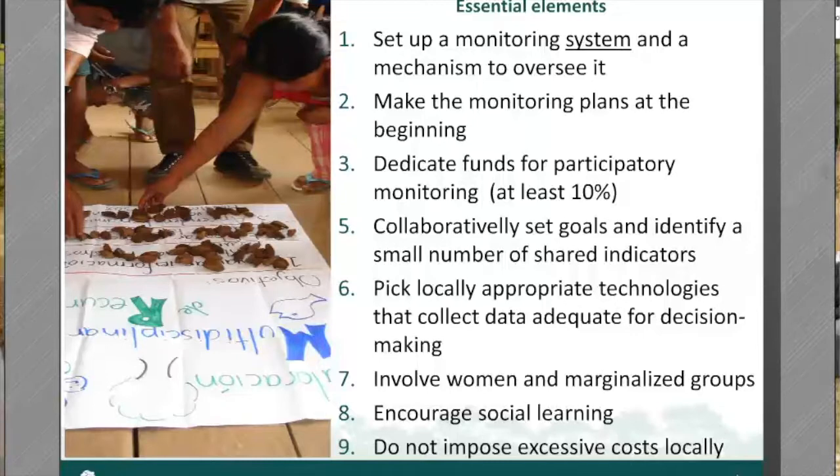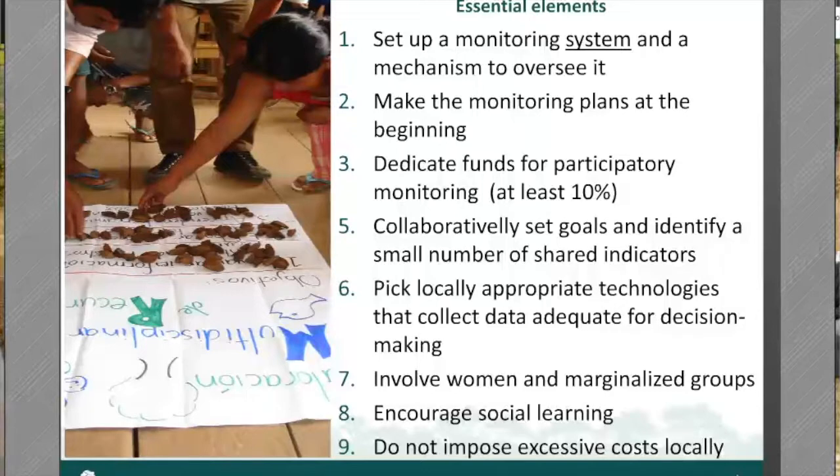Make the monitoring plans at the beginning. This may sound trivial, but monitoring is the last thing to plan and the first thing to drop from big projects. And we're not saying that without any base. I mean, that's part of the review as well. There's still a culture of not necessarily inserting monitoring plans from the outset.